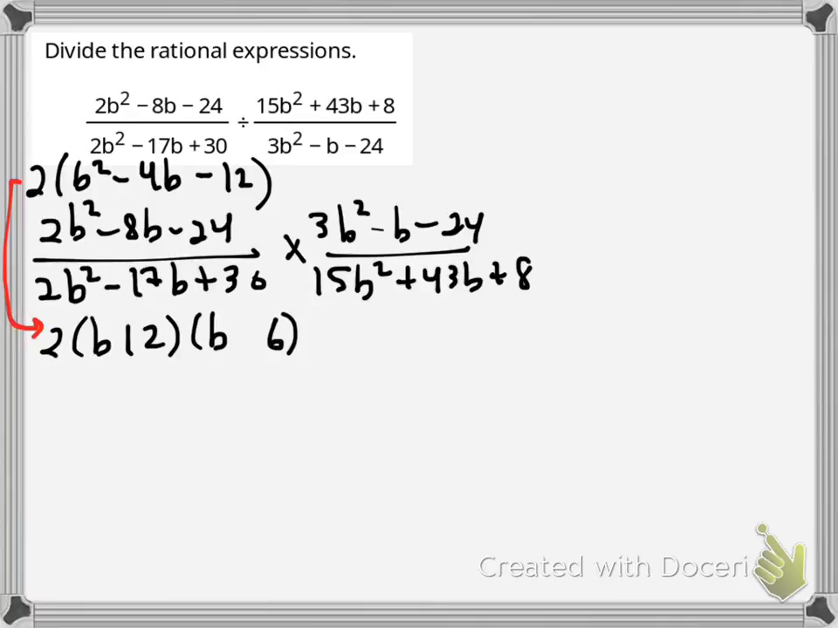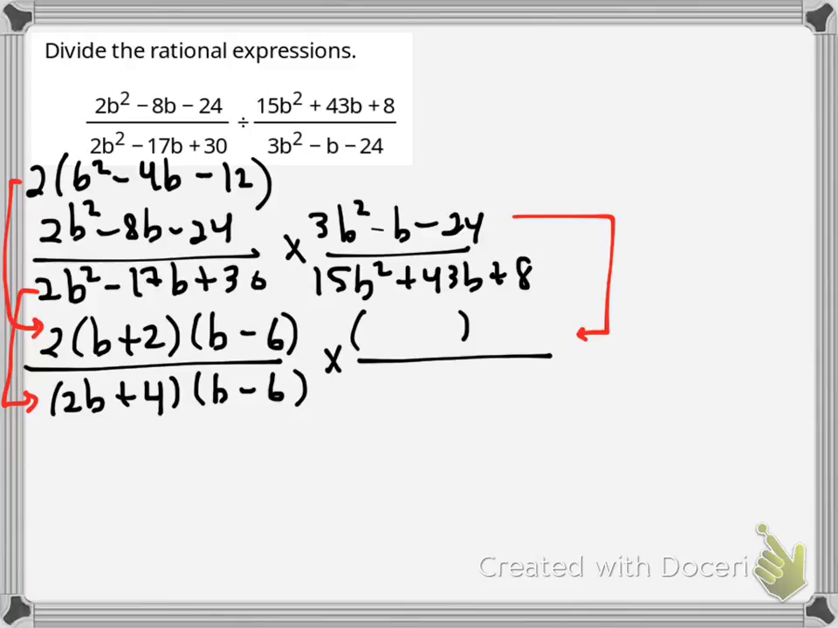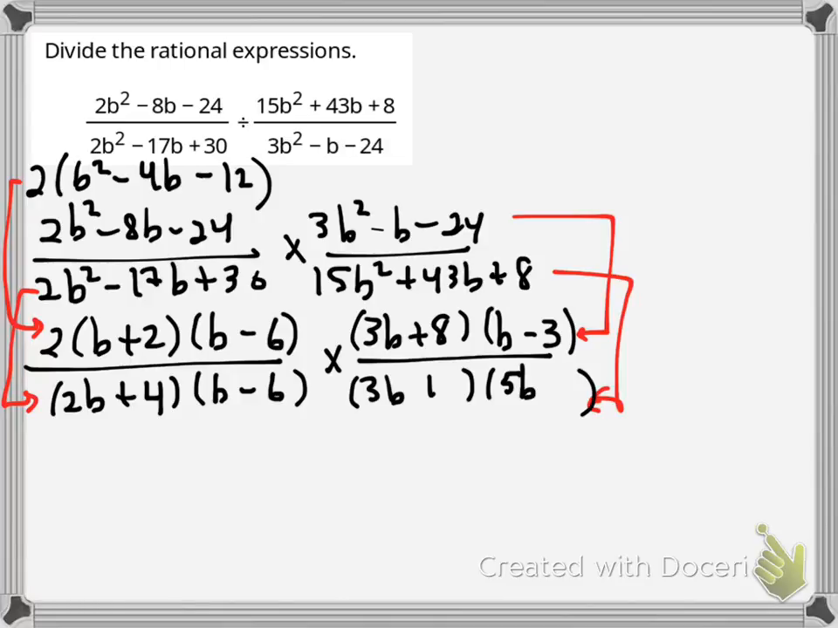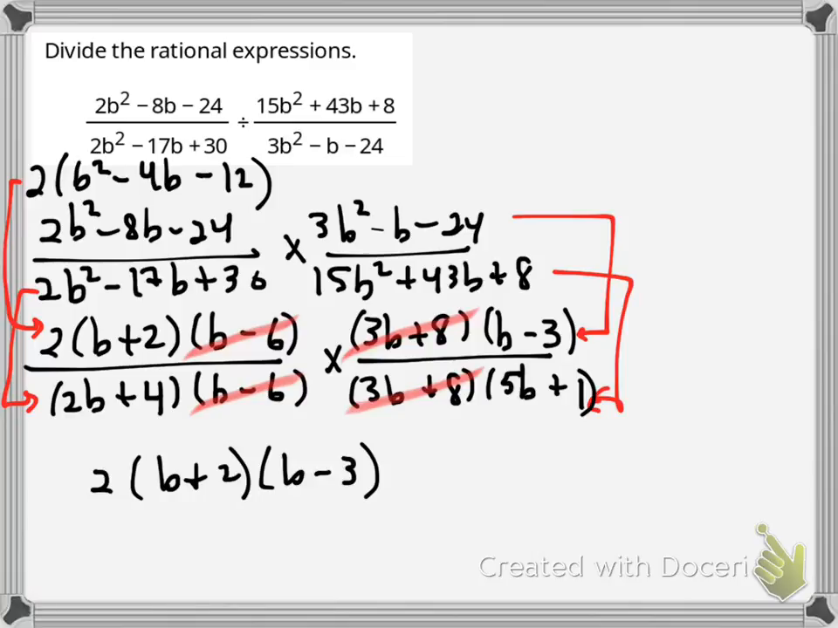So we'll factor the numerator, then we'll factor the denominator. We'll go to the second fraction, and we'll factor the numerator of the second fraction and the denominator. And then once you have everything factored, then you can just start simplifying things. Remember, we're just crossing out common factors. So we'll notice that b minus 6, those factor, 3b plus 8, those will factor. And then we end up with whatever factors are left. 2 times the quantity b plus 2 times the quantity b minus 3.